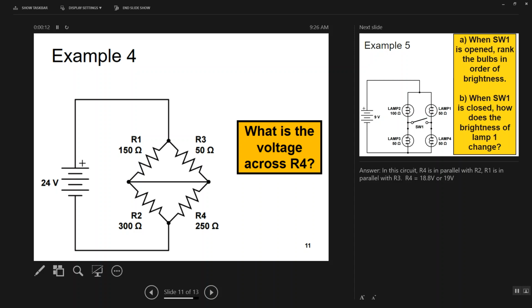So what is the voltage across R4? This is kind of a trick question. What's the trick here? Zero? It's not zero. It is simple though. You don't have to do all that complicated stuff that we just did. How about you try to redraw this circuit?